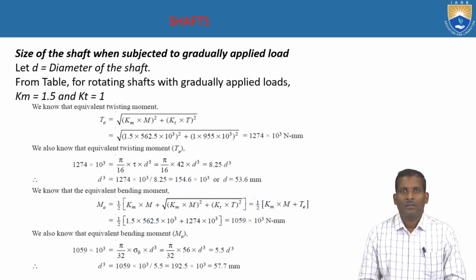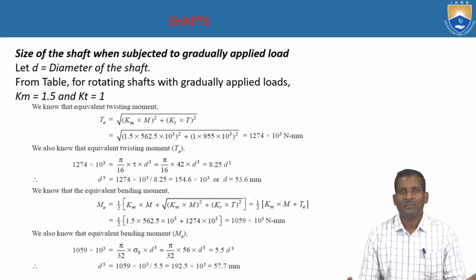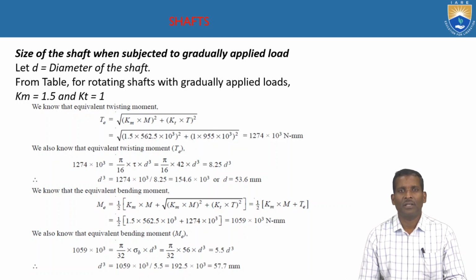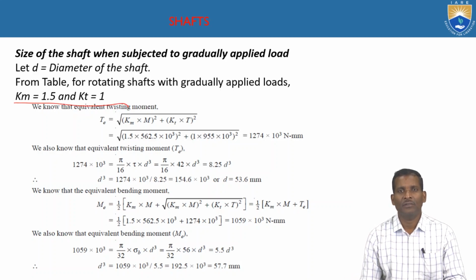So now the second case is how to calculate the size of the shaft when the shaft is subjected to fluctuating loads. The type of nature of load is here given, gradually applied load. So to calculate, so already we have discussed, we have to use fatigue shock factors for bending and torsion. From table, for rotating shafts with gradually applied loads, the Km value and Kt value have taken 1.5 and 1 respectively.